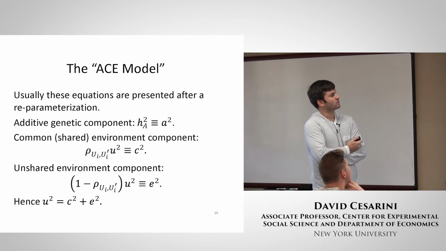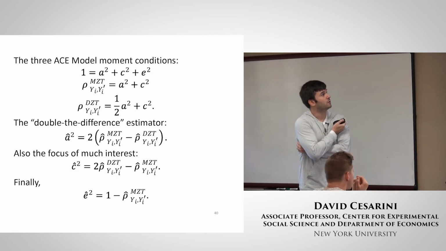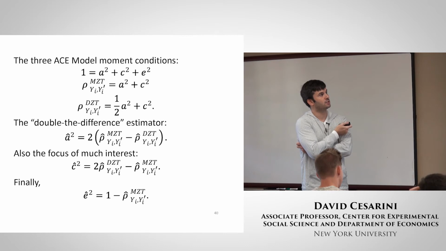Okay. So in terms of the usual notation of the literature that you'll see in papers, the moment conditions are, well, the standardization says the variance of the additive genetic effects, the shared environmental effects, and the unique environmental effects is 1. The MZ correlation is a squared plus c squared. The DZ correlation is 1/2 of a squared plus c squared.